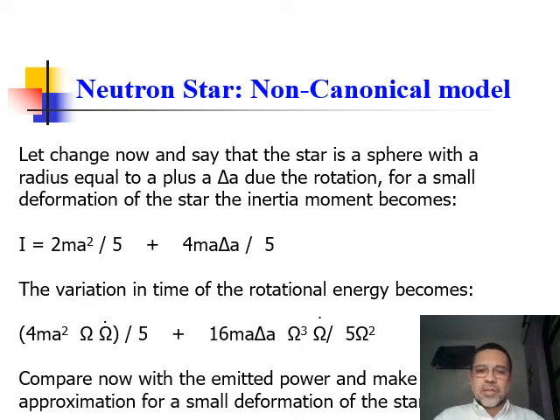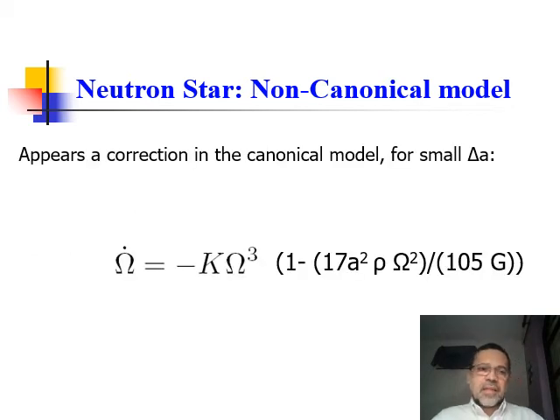There will be another term here, delta A squared, but it will be very small and it's not considerable for these calculations. The time variation of the rotational energy becomes then this number here. Compare that with the emitted power, and then we get a correction that is that here.